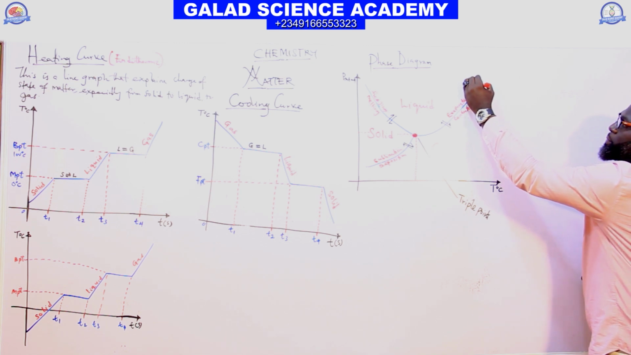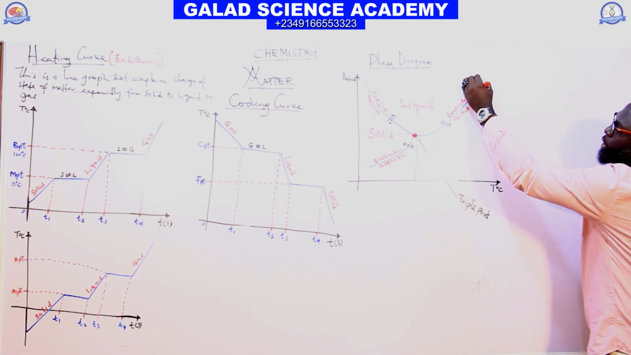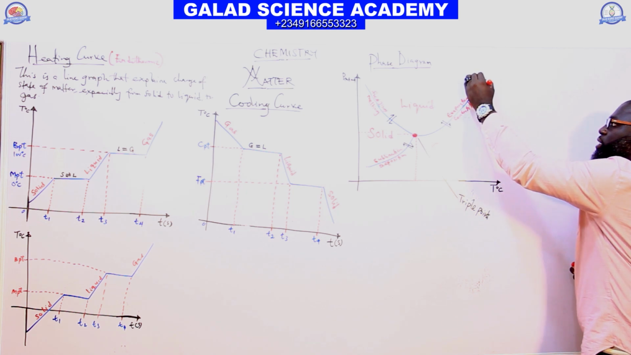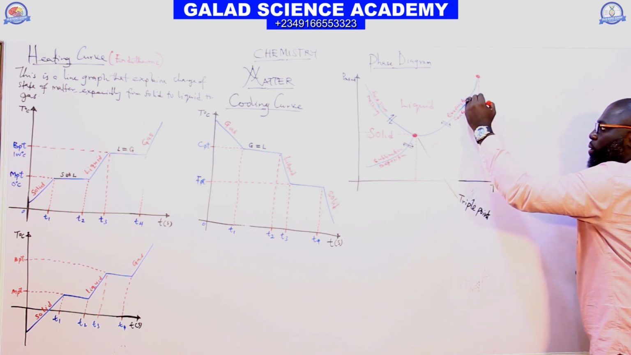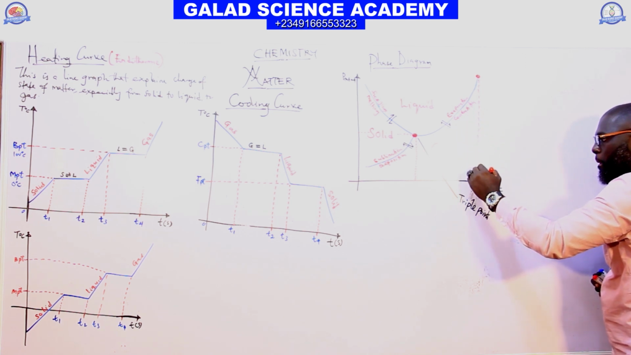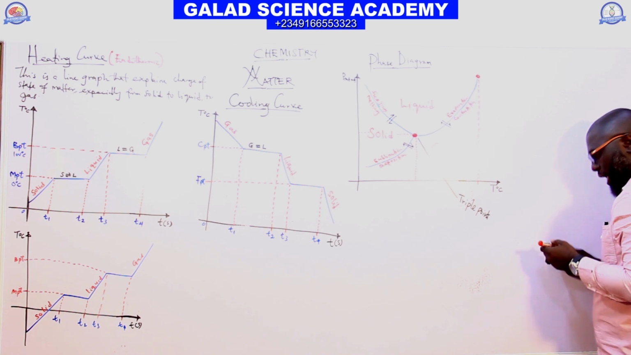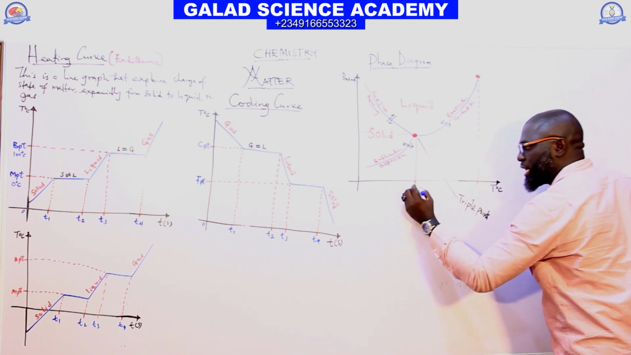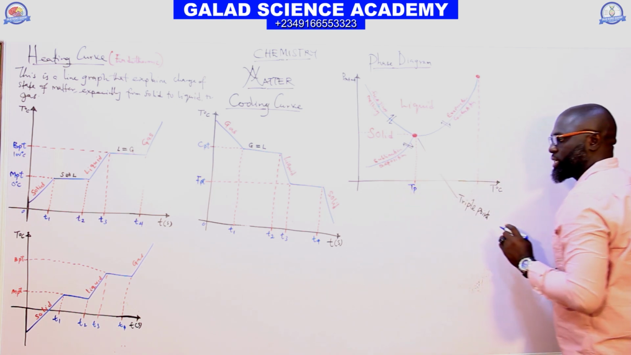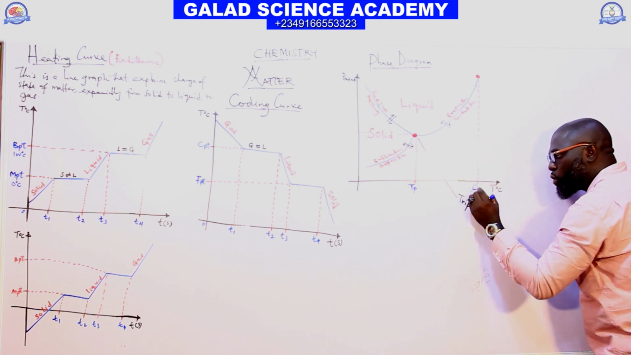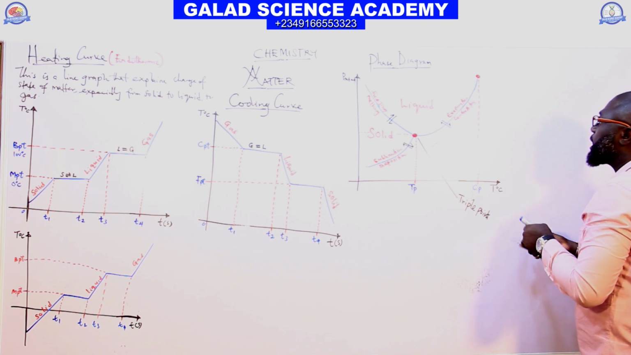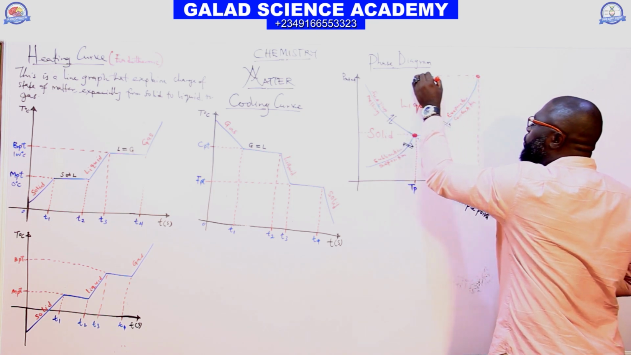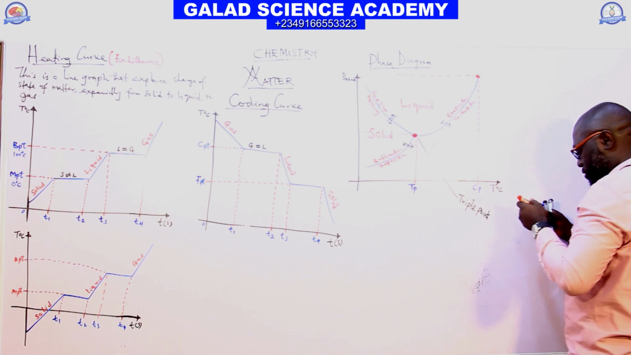And there is a particular point here too. Let me trace it down. This one I said is the triple point. This place we call the critical point. So the point here, you now trace the critical point to this level.